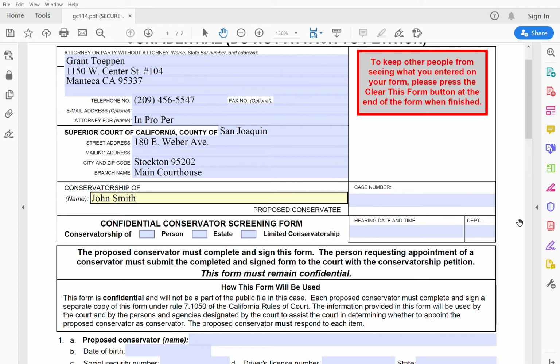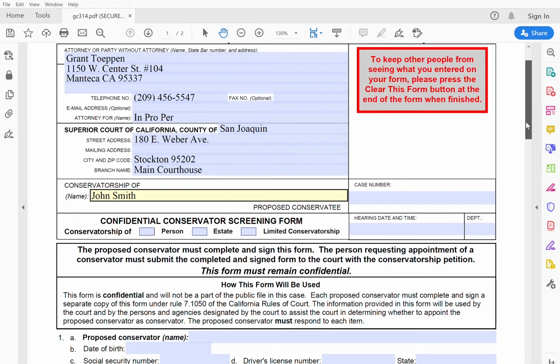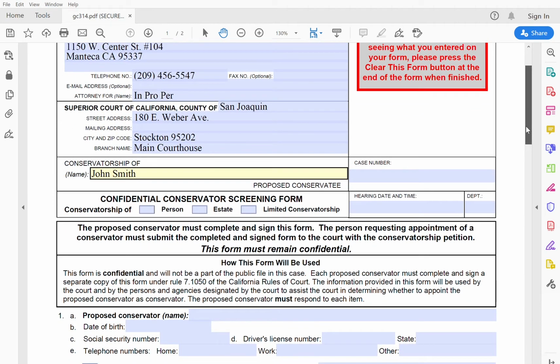Typically, this is required filing at the same time as the petition. So this is something that will be started with. This is one of the leading steps in getting a conservatorship done with the initial filing. So we're going to do conservatorship of the person, limited conservatorship.